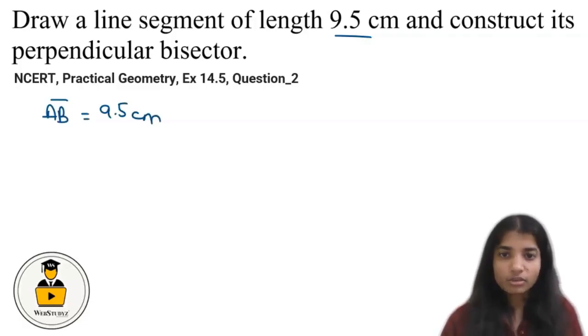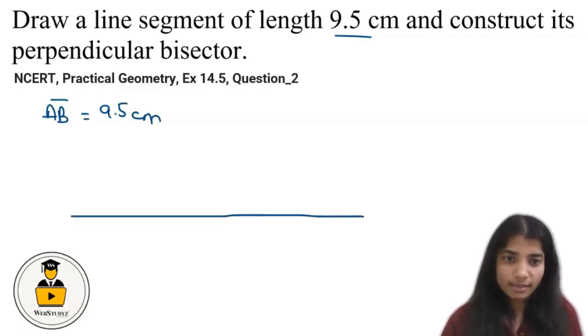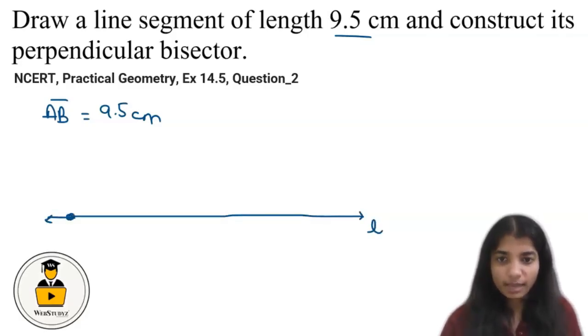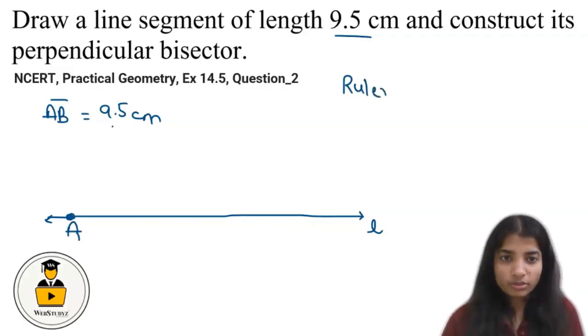So firstly, in order to draw this, we are going to draw a line segment. Let's say this is our line segment L. And on this line segment, we are taking the point A. So this is the point A. Now we have to draw a line segment of 9.5 centimeter. So here we are going to use the ruler and the compass.